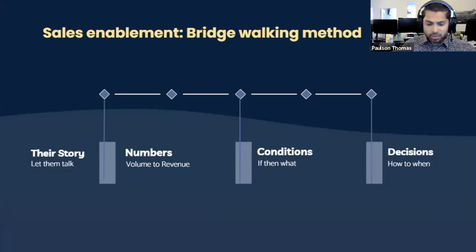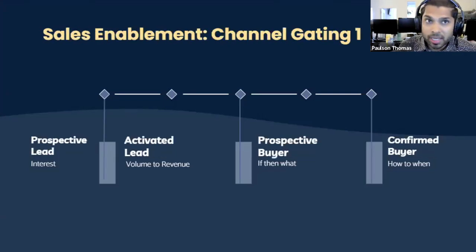So the next level to this is channel gating, right? What I mean by channel gating is the worst thing that can happen is the wrong prospect that is scheduled for an appointment.